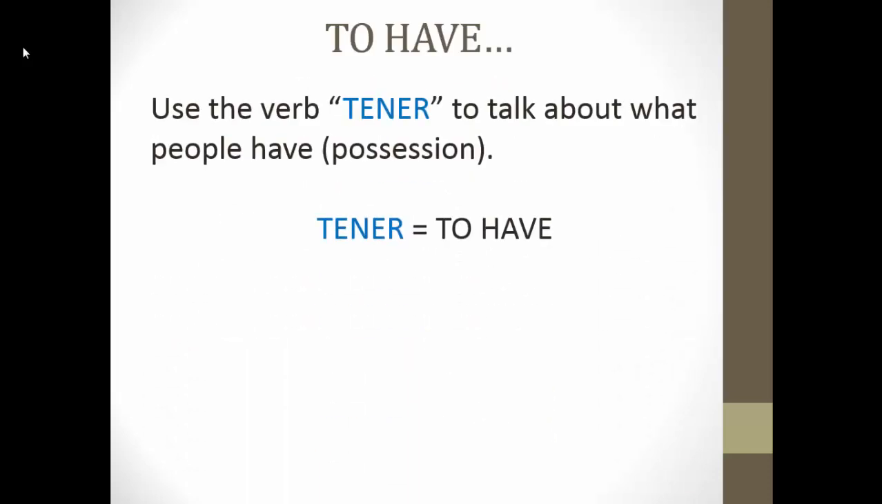Use the verb tener to talk about what people have or possession. So what do people possess? What do they have? Tener means to have. So at this point, fill in number 1 of your note guide where it asks what tener means in English.